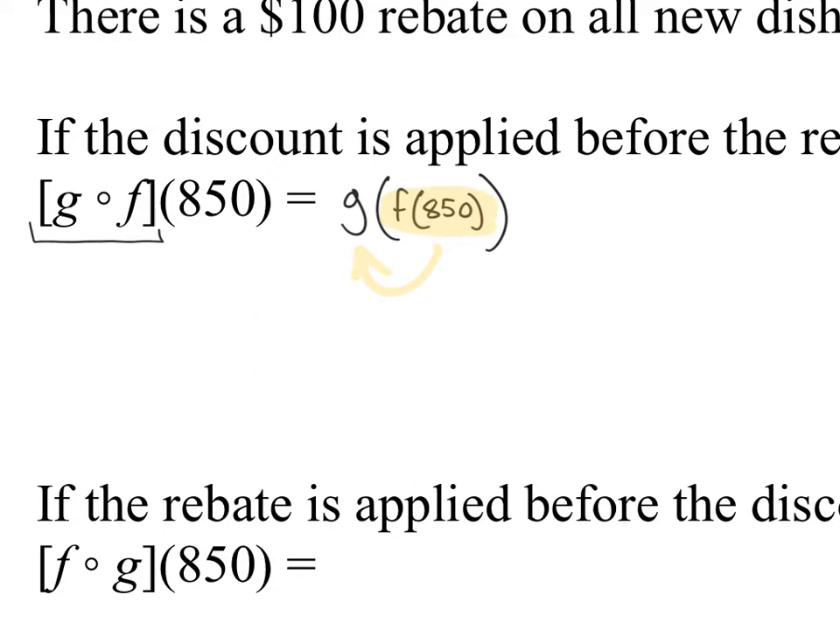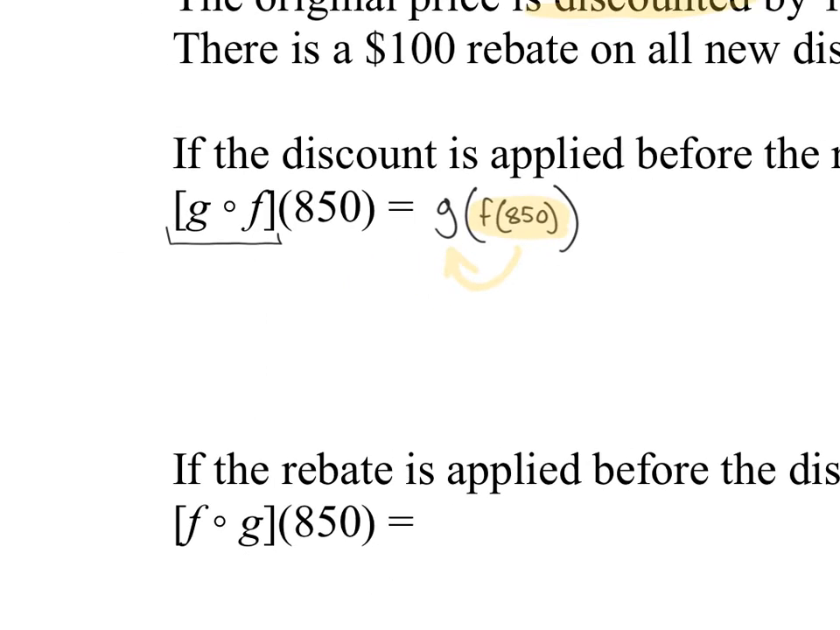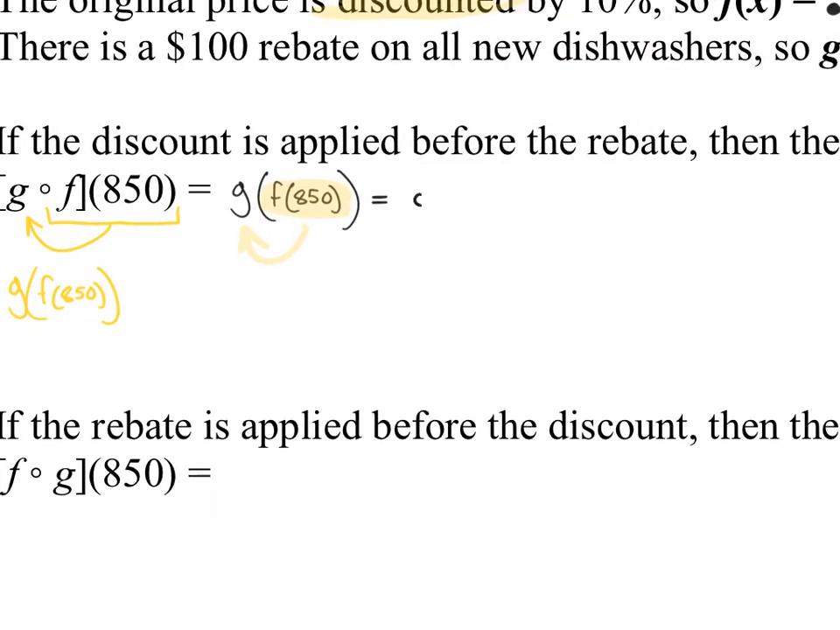All right? So this g of f of x, or in this case, g of f of 850, one more time, if you're confused by that, because it looks a little confusing. What it's saying is that you're going to do this part first and then put it into there. So that's why I wrote it out like that. We're going to do the f part first and then take that answer into g.